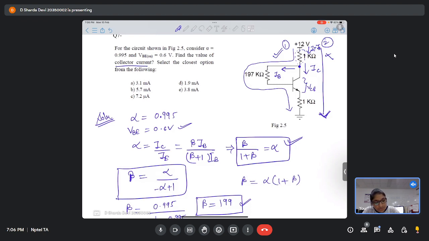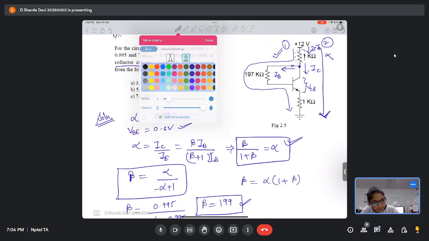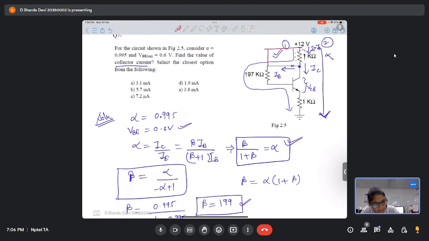If, for suppose, rather than this split, it was like this, then what will be the current across 1 kilo ohms? IC. Yes, here the current is IC because there is no splitting. So the current flowing through the collector is the same current flowing through the 1 kilo ohm. This is clear to everyone?